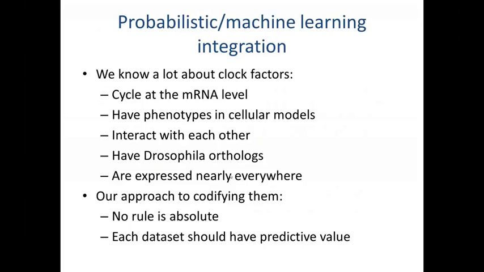So we know a lot about clock factors from studying them for a long time. Number one, they cycle at the mRNA level. Every single mammalian clock member cycles. It may not be everywhere, but it'll cycle somewhere. They tend to have phenotypes in cellular models. They tend to physically interact with one another in protein complexes. They tend to have Drosophila orthologs, and they tend to be expressed nearly everywhere in your body because there are clocks nearly everywhere in your body. And we're going to try to codify these rules. No rule is absolute, and each data set should have predictive value.